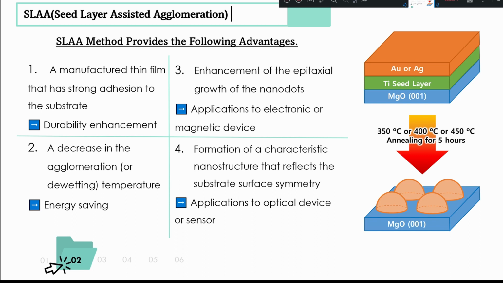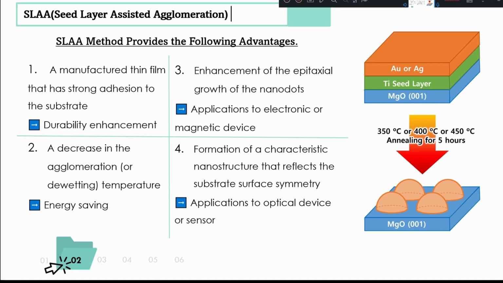Third, the epitaxial growth of the nanodots strengthens the thin films. It can be applied to electronic or magnetic device manufacturing processes. Fourth, characteristic nanostructures reflecting the substrate surface symmetry are formed. It can be applied to optical devices or sensors.